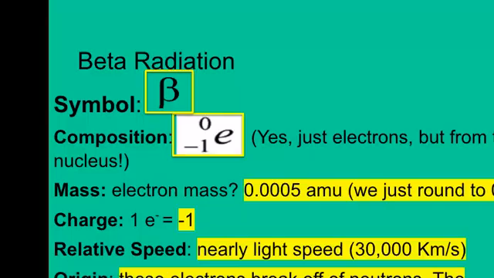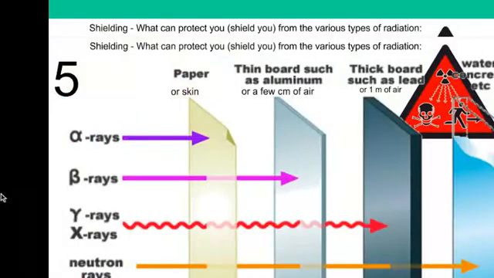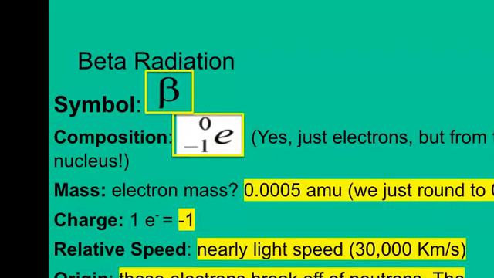The shield, Chloe, the shield for beta rays is a thin board such as aluminum, or a few centimeters of air. All right, so if you've gotten the beta radiation column done, you're good.